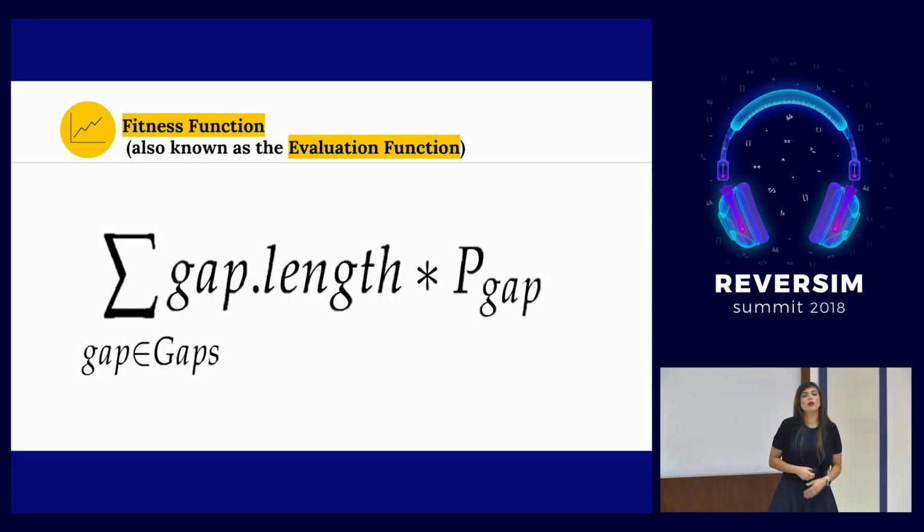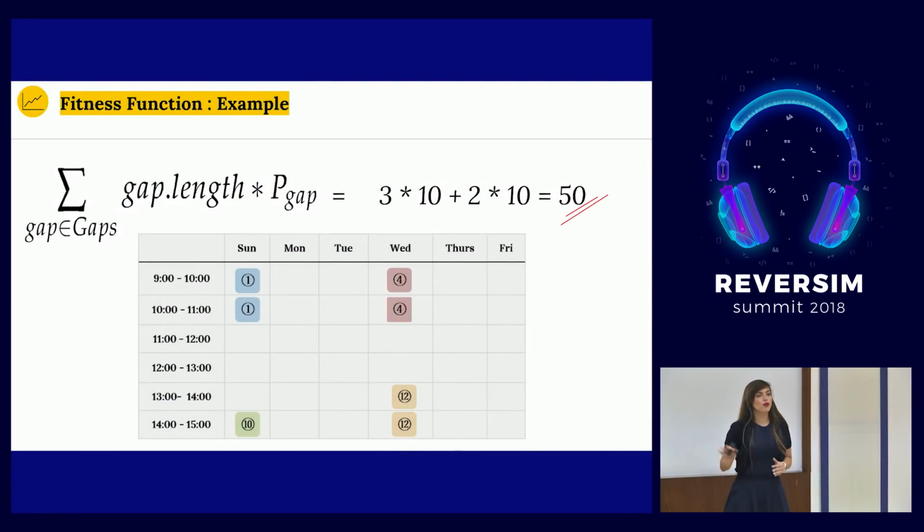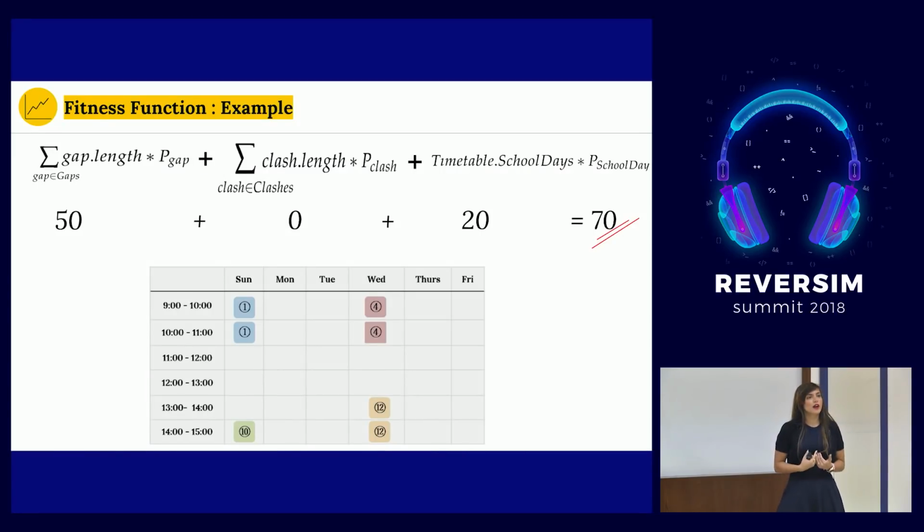Now let's move forward to the next constraint: the gaps. A gap gets a 10 points penalty per hour. Over here, there are 5 hours of gaps: 3 hours on Sunday, and then 2 more hours on Wednesday. All in all, that's 50. The grade for this timetable, for this constraint, is 50. So the entire grade for this timetable, constructed out of all of the constraints, will be 70, because we had 50 for the gaps, there are no clashes at all so it's a 0 right there, and 20 for the number of school days.